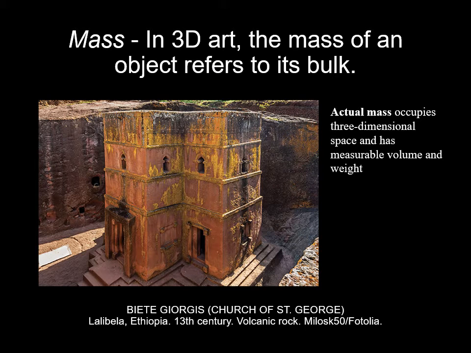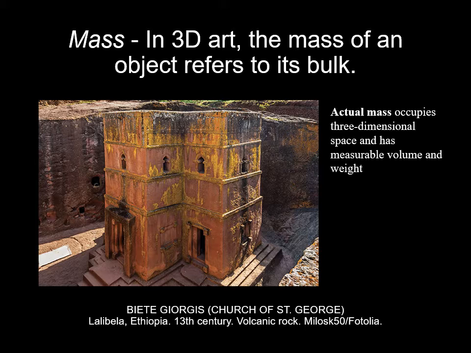And same with mass. How much mass does it have? The bulkiness. Again, some of the language used in the terminology for talking about 3D pieces. So the Church of St. George in Ethiopia. So this particular church, there's a series of churches where these were carved out of the volcanic rock. Volcanic rock is pretty soft and easily manipulated, easily carved.